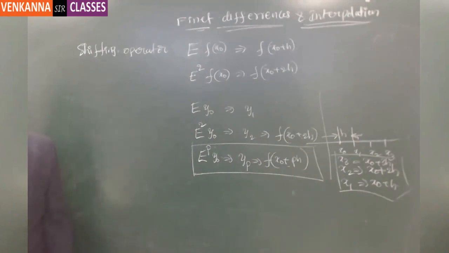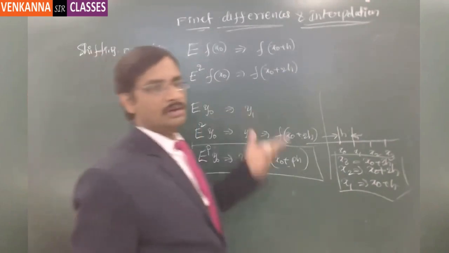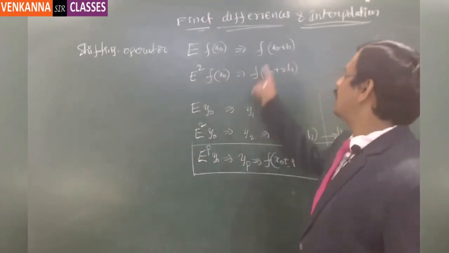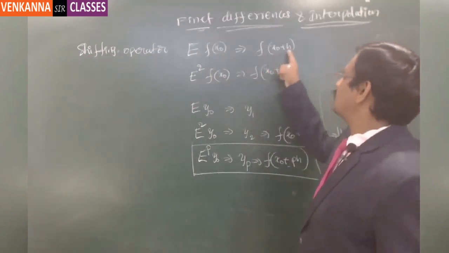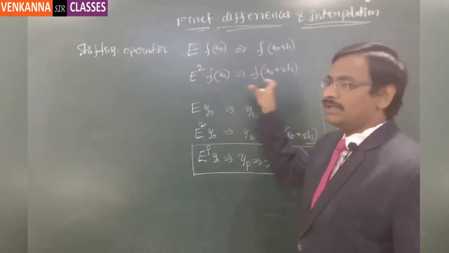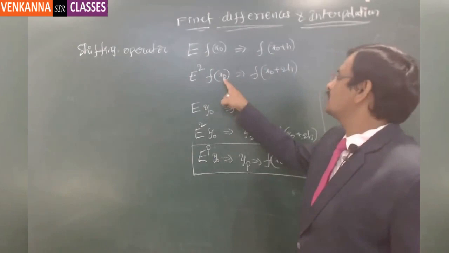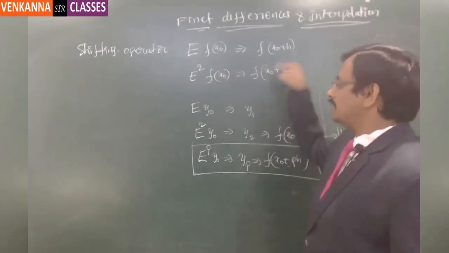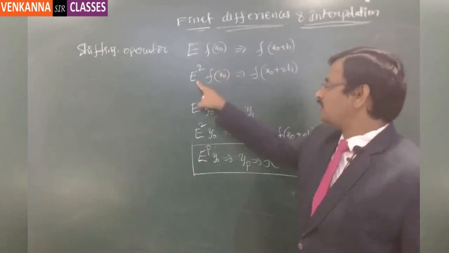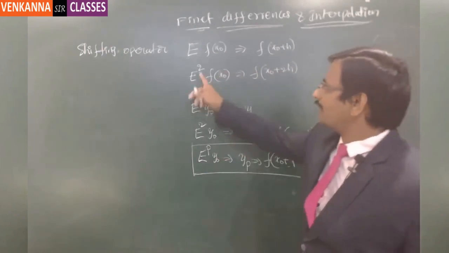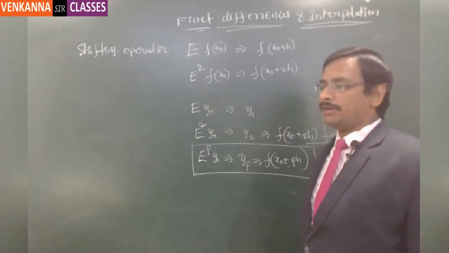Understood? So this is just an operator. If it is operated on any particular function, it is going to shift the value of the function by an amount of, for the independent variable, this value getting multiplied by the difference. So that difference, if you add to x naught, whatever the value of y you are going to get, that value is represented by the convention of E squared of f of x naught here. So this operator is called a shifting operator.